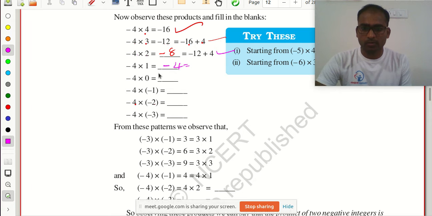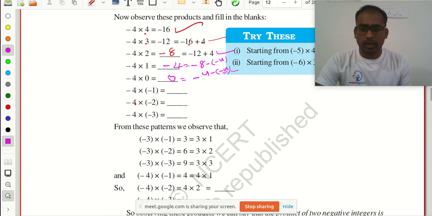How are we getting the minus 4? We reduce the 1 minus 4. So minus 8 minus of minus 4. Then here we will be having a 0. How are we getting the 0? Minus 4 minus of minus 4, meaning we reduced 1 minus 4. That is what we need to understand. Again here minus 4 is multiplied with minus 1. So what will be the next? The answer is 4.